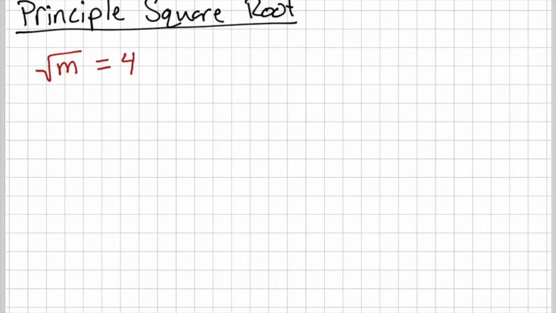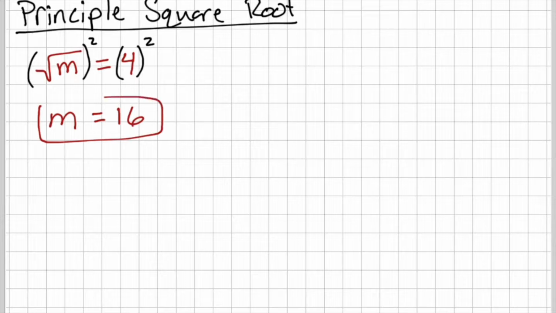We're going to square both sides. That's how we solve that, because we want to undo the radical. And then what we find is that our answer, m, is going to be equal to 16. And that's it. That is done. The square root, the radical symbol, was already there. We wanted to find the root of m, whatever that was.